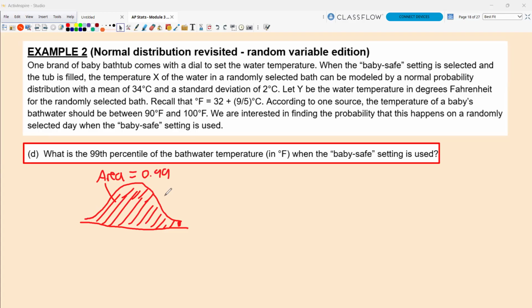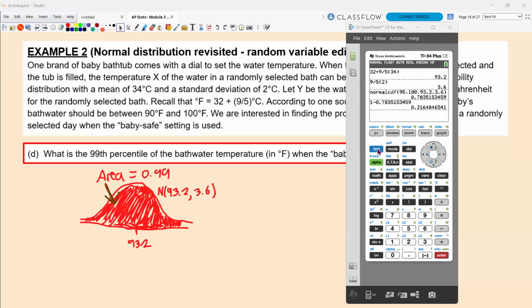And my mean is still going to be 93.2 and 3.6 for your mean and standard deviation. So we're going to calculate the 99th percentile using inverse norm. We'll go into a calculator. Remember to access that, you'll do second vars, and you're going to do option 3 this time. Your area is going to be 0.99. Keep your area going to the left. So the default on this calculator is going to be left. We'll leave that. 93.2 for your mean and 3.6 for your standard deviation.